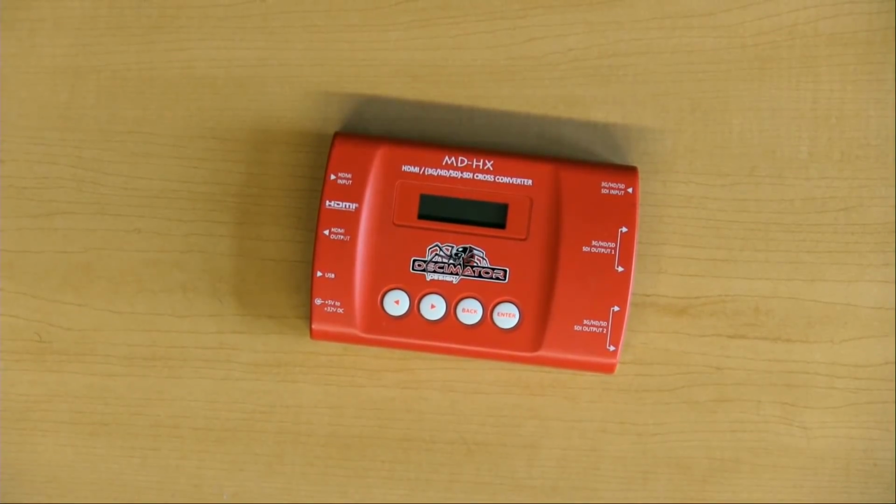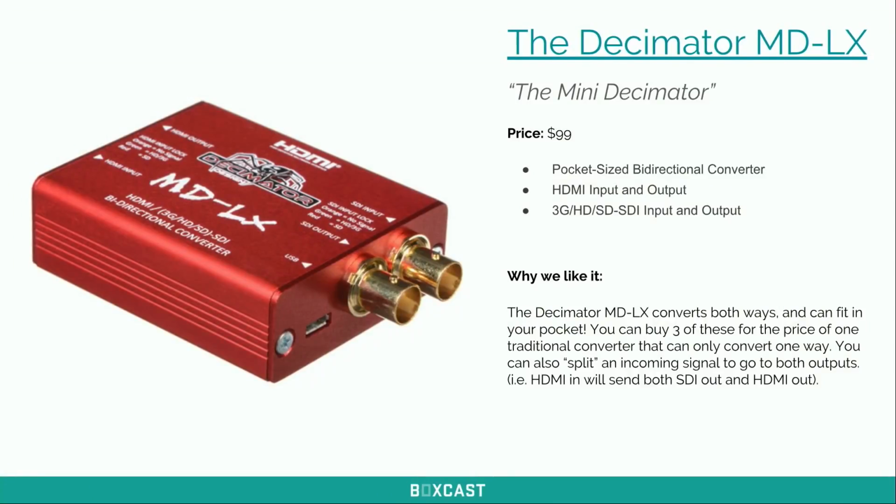Yeah, and then let's get on to our next one that we'll show you, and that is the mini decimator, the little brother to this guy here. Essentially it's a bidirectional converter. It's pocket size, you can see. It does HDMI input to SDI, it does SDI input to HDMI, so it can kind of do a little bit of everything. It can't scale like the other one, but we'll just jump right into it and show you.